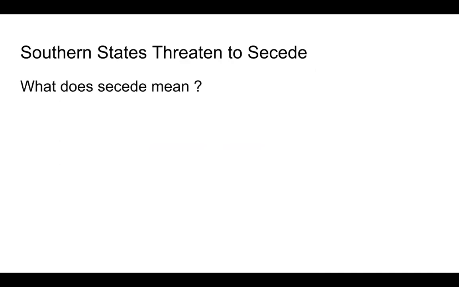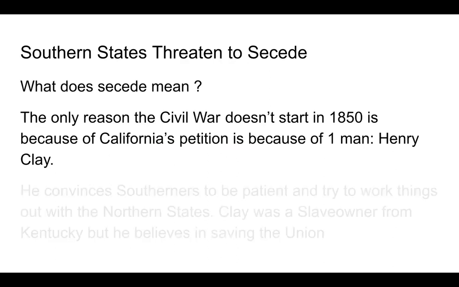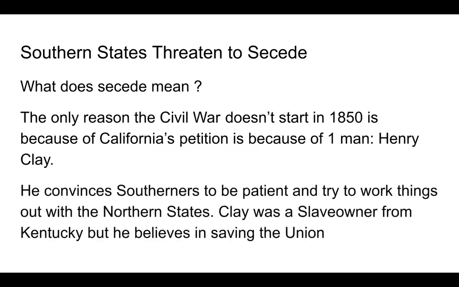So what does that word secede mean? Secede means to leave. So they want to leave the Union. They want to form their own nation. And really the only reason that the Civil War doesn't happen here instead of in 1861 is because of Henry Clay. He has a long reputation of compromises. In fact, he's called the Great Compromiser during this time period.